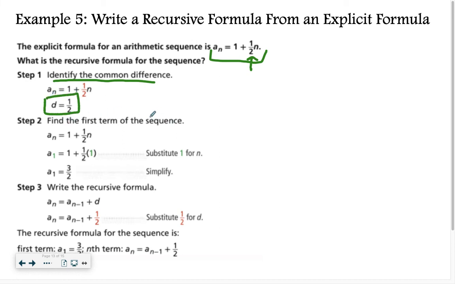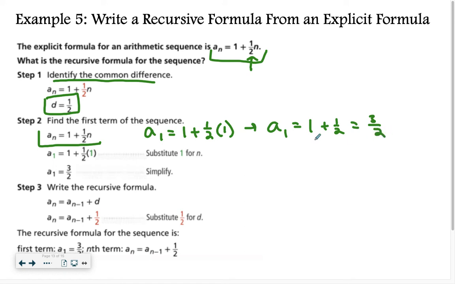Then you want to find the first term in the sequence. So what you're going to do is take that formula that you were given and substitute 1 in. So a of 1 equals 1 plus 1/2, and then I'm going to plug a 1 in. So our first term equals 1 plus 1/2, or 3/2. I'm not sure why I rewrote it when the book had it nicely typed for you. I just felt like it.